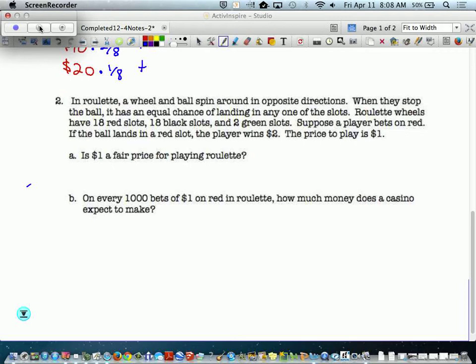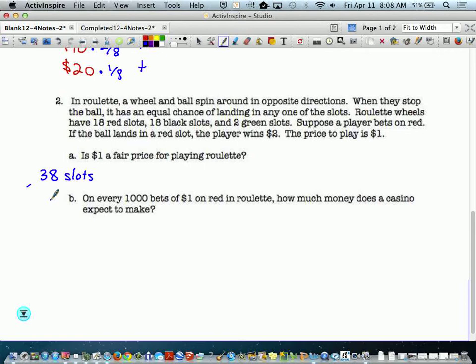If the ball lands in a red slot, the player wins $2. The price to play is $1. Is $1 a fair price for playing roulette? So, how many slots are on the wheel? 38. Right? There are 38 different little slots or numbers. The black ones, the red ones, and the green ones. There are 38 of them.